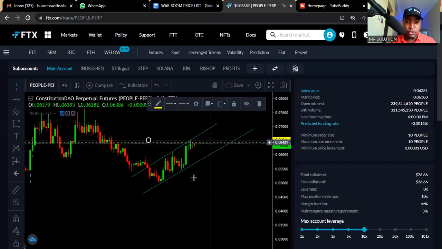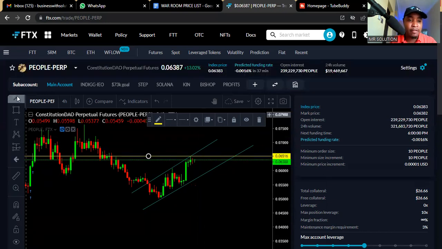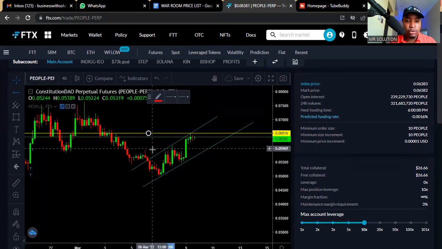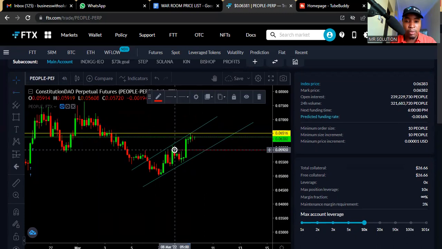So that's my entry. And then, where is my target? Where am I looking at taking profit? If I eventually short at that point, where do I look at taking my profits? Where do I think I should be taking profit from this trade? I look at it and I feel that, okay, I have a horizontal ray. I feel that maybe this thing could probably drop to this low.